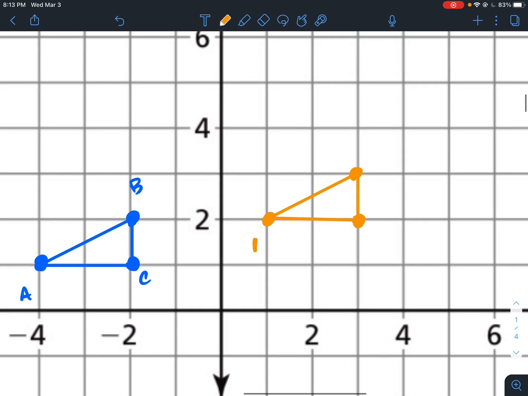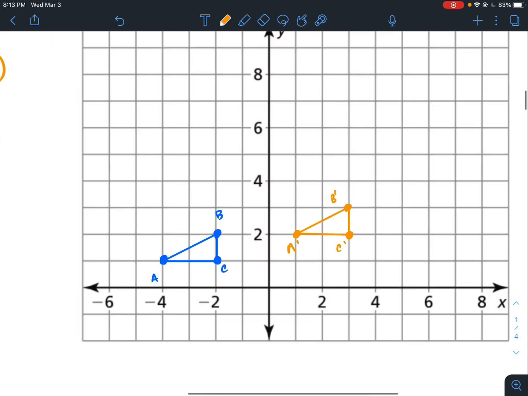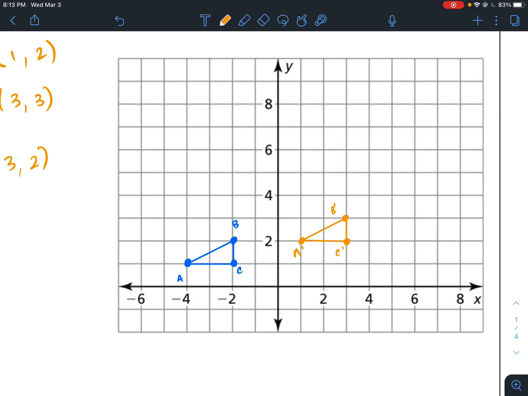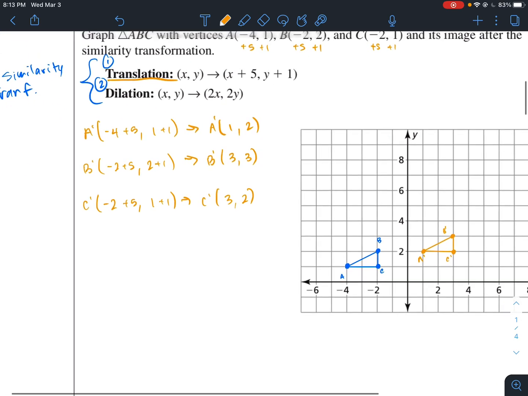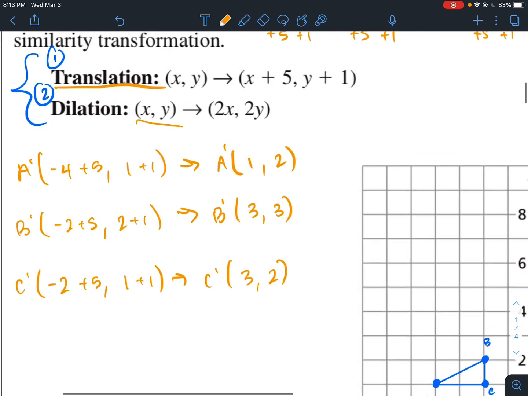So here's A prime, B prime, C prime. So that's one transformation. Notice that the shape didn't change and the size didn't change. But now we have a dilation. Now we're going to take these points and perform the dilation, which has a factor of 2.